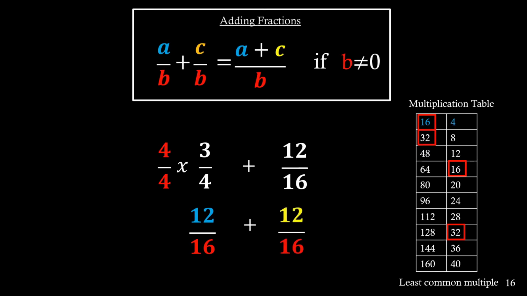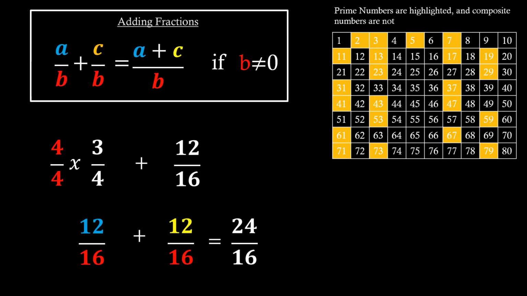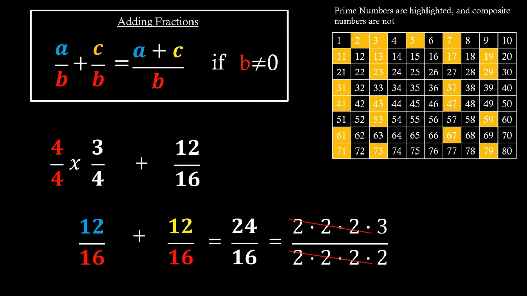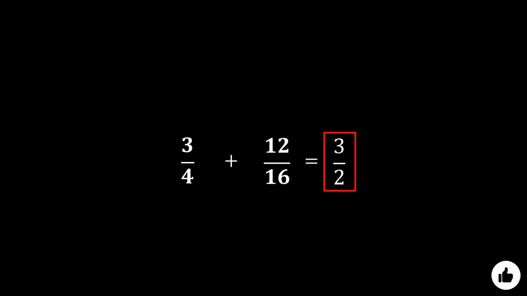At this point, the denominators are the same, so we can add the fractions to get 24 over 16. Now 24 over 16 is indeed the answer, but it's not simplified. So if we write the numerator and the denominator as product of primes, we get this. We then can cross out 8 from the numerator and the denominator to be left with 3 over 2, which is the simplified fraction for 3 over 4 plus 12 over 16.